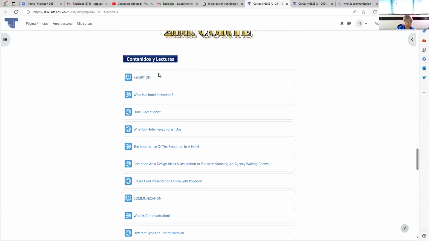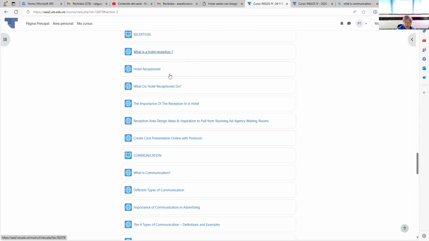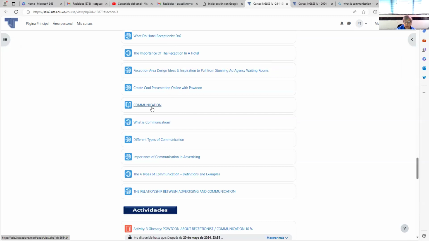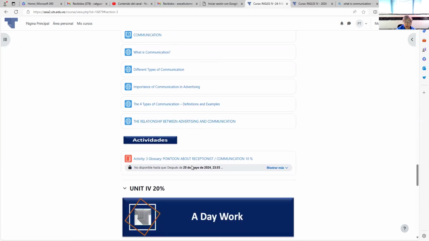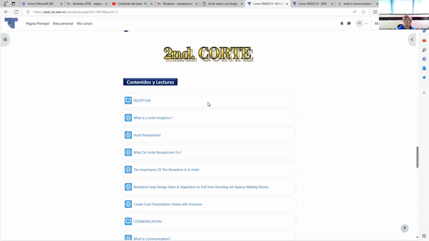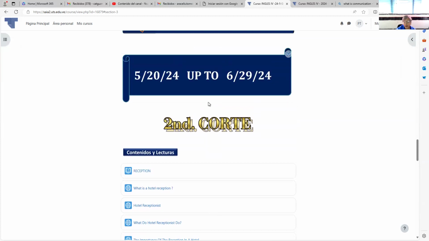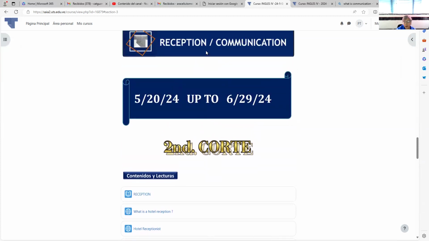And well, I'm going to review receptions. Here is a book that talks about reception and some readings. The advertising students also have communication, a book with some videos and some readings about communication. So you can do the activity. You must put your video in the glossary. If I don't see it, I won't correct it, okay?